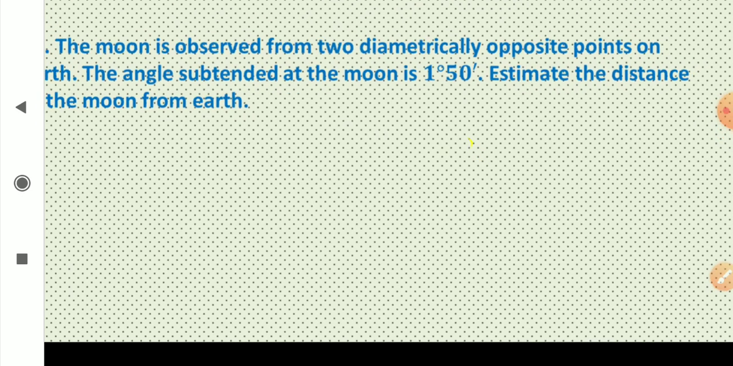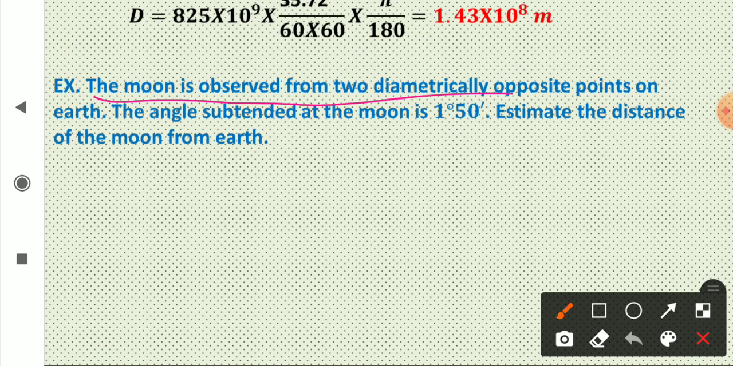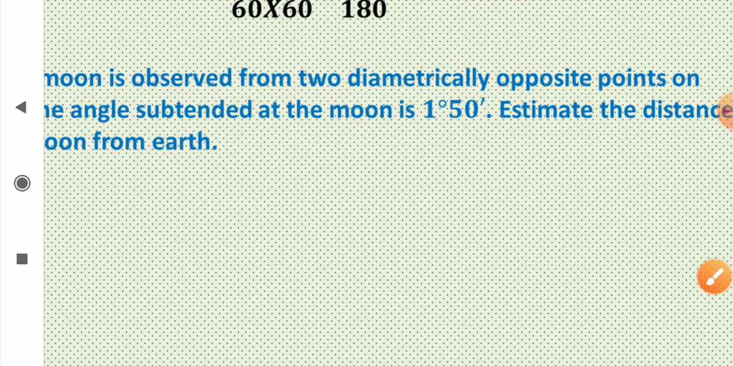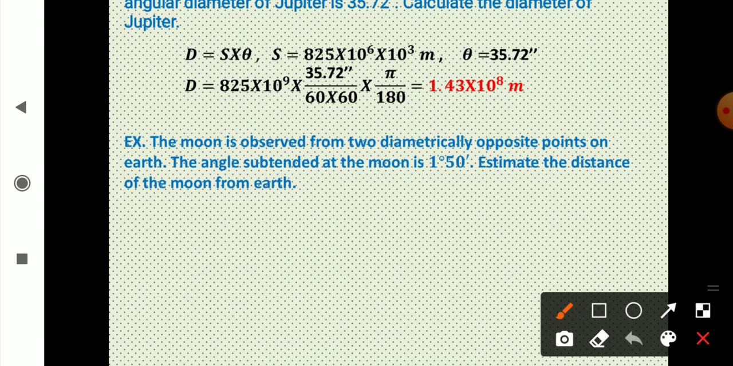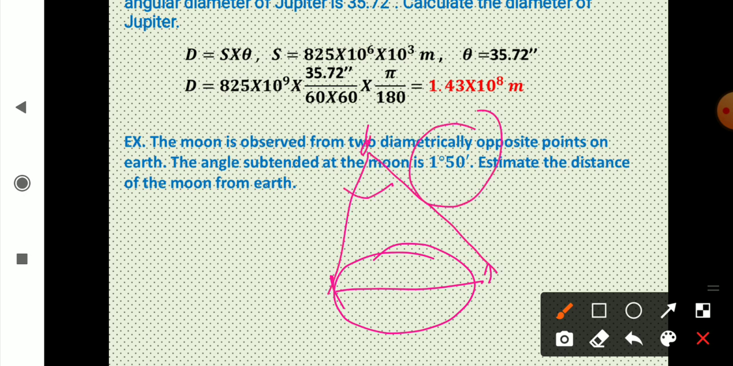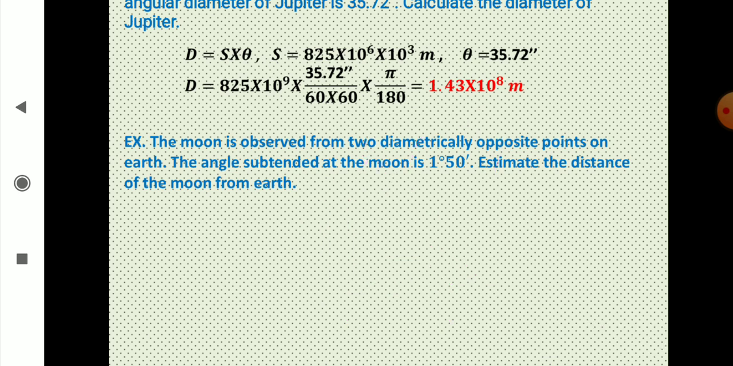And the next problem: the moon is observed from two diametrically opposite points on the earth. The angle subtended at the moon is 1 degree 50 minute. Estimate the distance of the moon from the earth. So the diagram is clear. This is your earth, 1 point here, 1 point here, moon is here, and this angle is given 1 degree 50 minute, and this distance, this is diameter of the earth that you can find out, and you can calculate the distance of the moon.